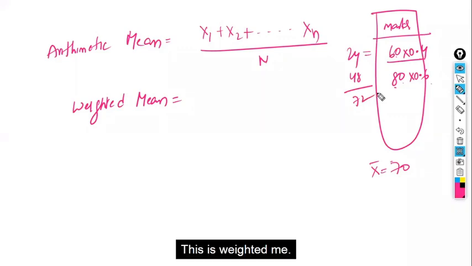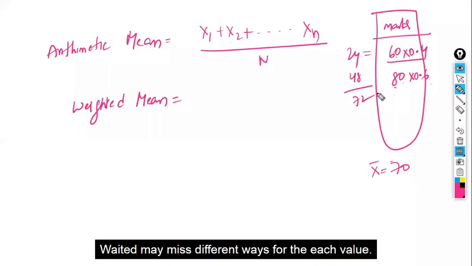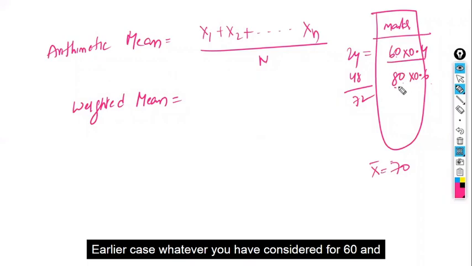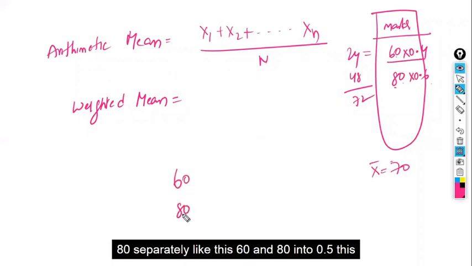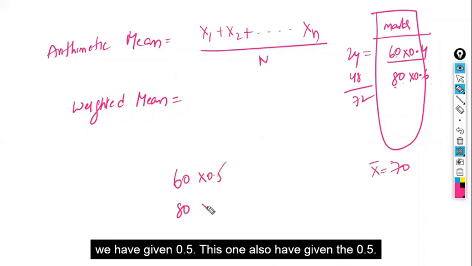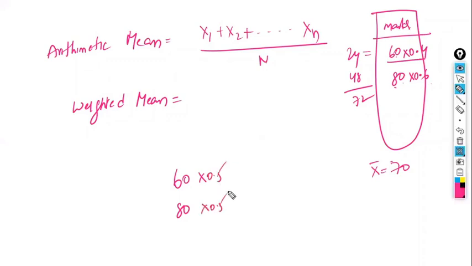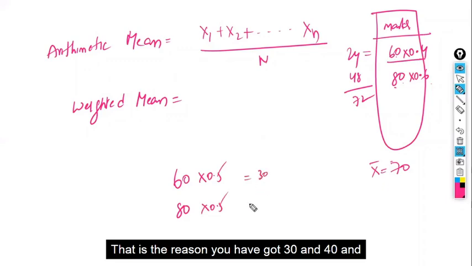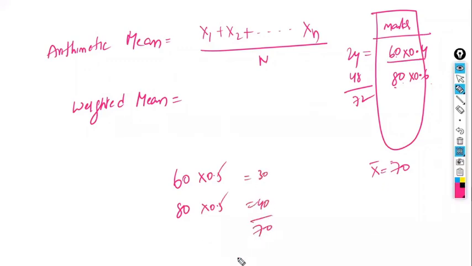This is weighted mean. Weighted mean means different weights for each value. In the earlier case, you considered 60 and 80 separately, each multiplied by 0.5. You gave 0.5 to this one and 0.5 to this one as well. That is the reason you got 30 and 40, and the total is 70.